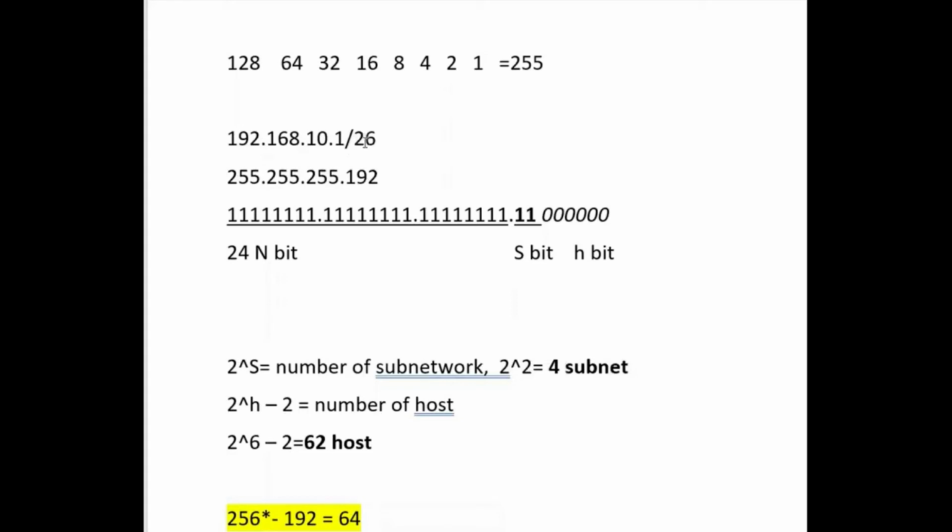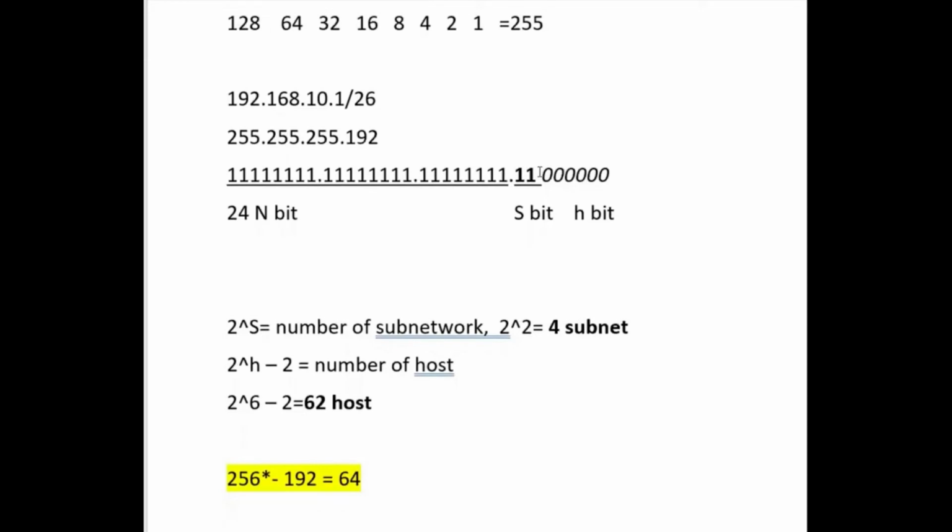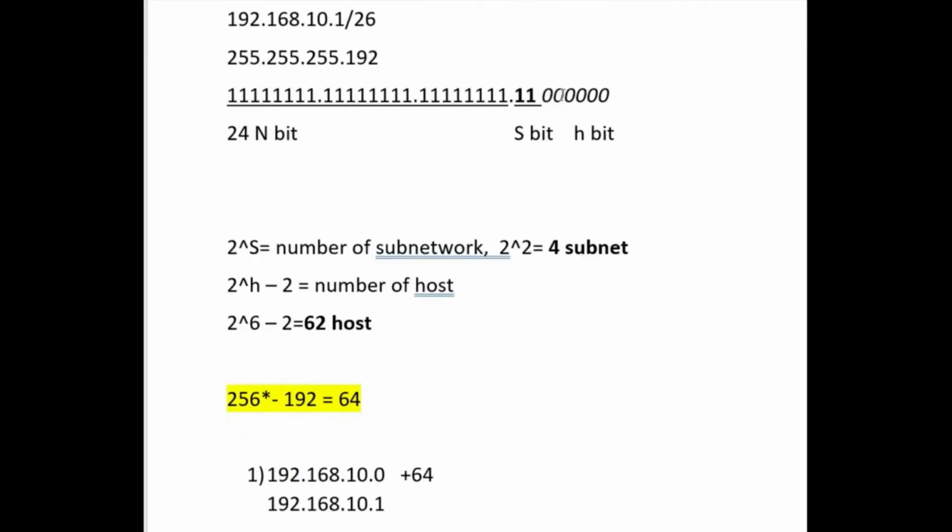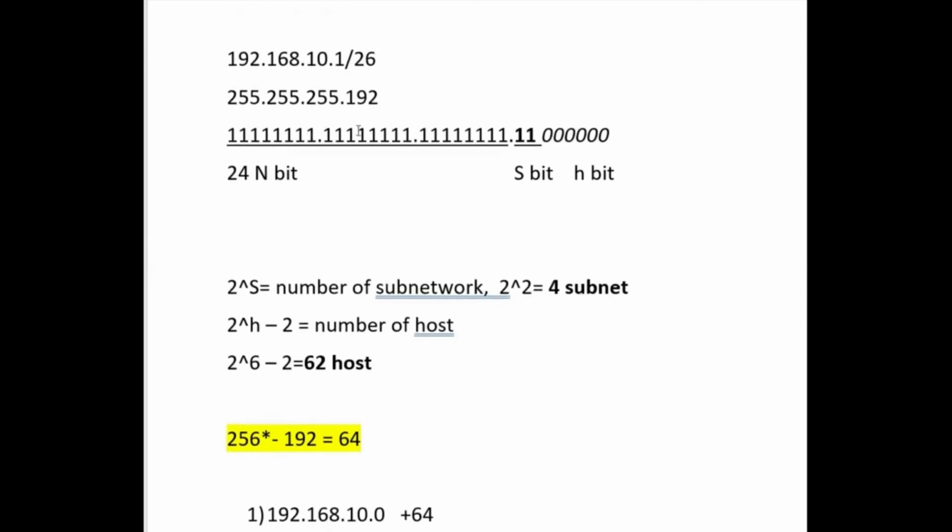So that means if we need 4 subnets, we can increase the bits here and create 4 subnets. If we need to create 4 subnets, we need 2 bits. And if you have 6 host bits, 2 to the power h minus 2 equals the number of hosts. So 2 to the power 6 minus 2 equals 62 hosts. So from this network, you can create 4 different subnets, and under each subnet, you can have 62 hosts.